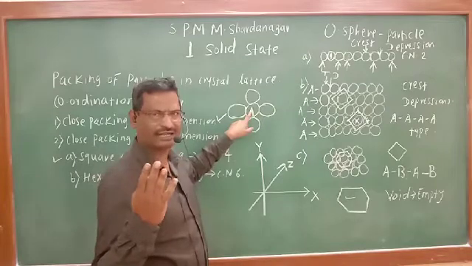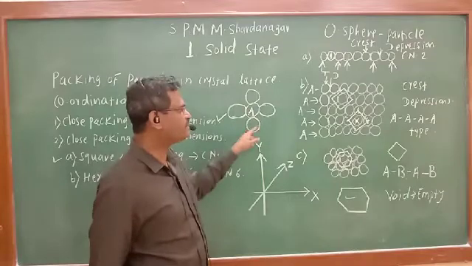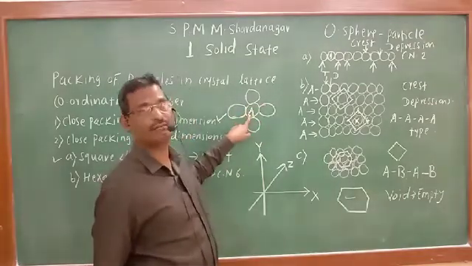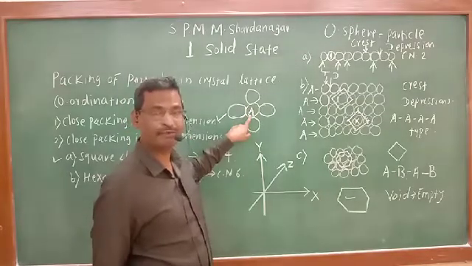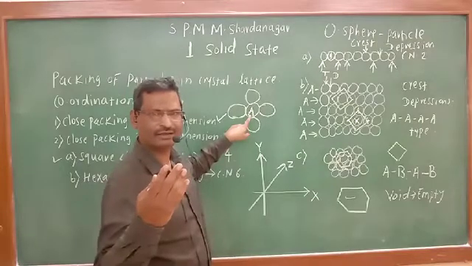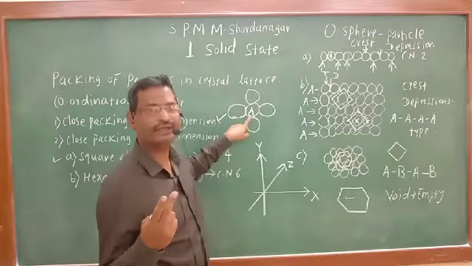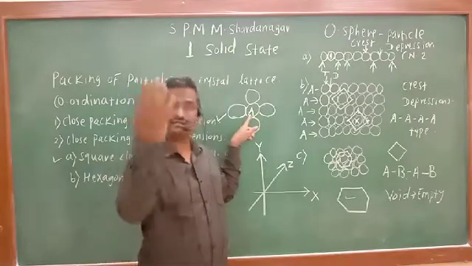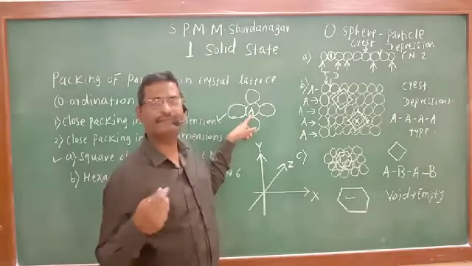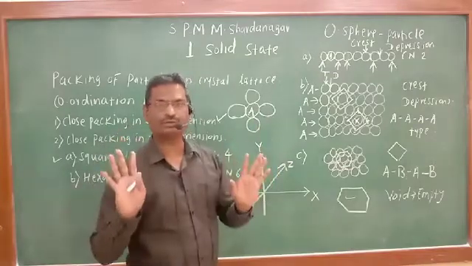So I have considered here a given sphere A, and this sphere A is touched by 4 other spheres. Therefore, the coordination number of this sphere A will be equal to 4. If it is in touch with only 2 spheres, the coordination number will be 2. If it is in touch with 6 spheres, at that time the coordination number will be equal to 6. If it is in touch with 12 spheres, the coordination number will be equal to 12, and so on.